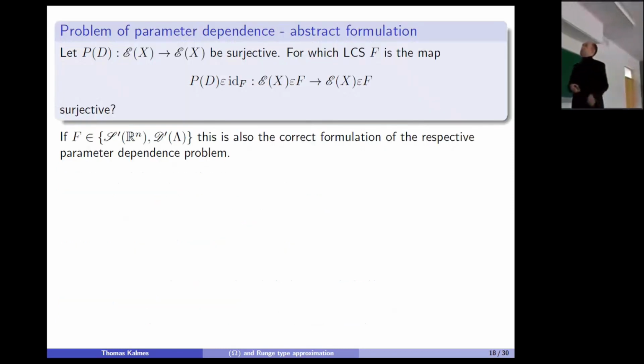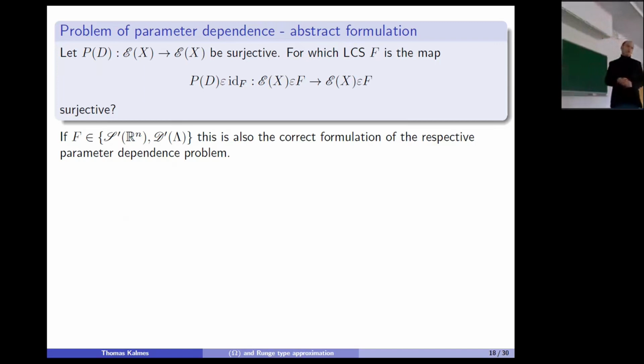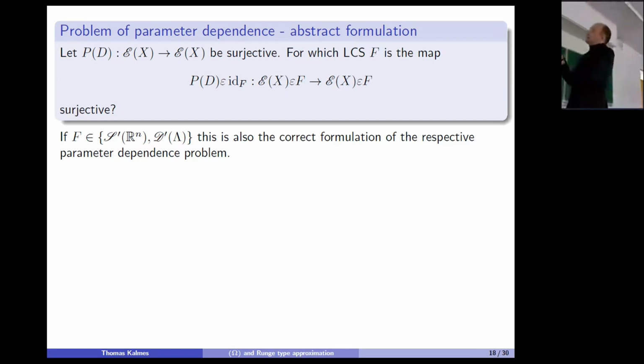Okay, so in the abstract formulation with the epsilon product, our initial question is the following: given a surjective operator on the smooth functions over X, for which locally convex spaces F is the epsilon product of the differential operator with the identity on F surjective again? And if F is, for example, the space of temperate distributions or the distributions over this open set lambda of R^d, this is the correct formulation of the parameter dependence problem.